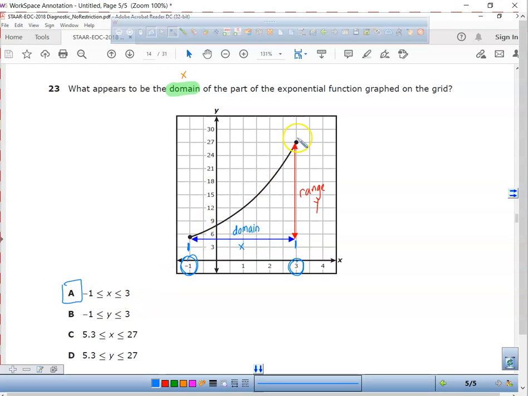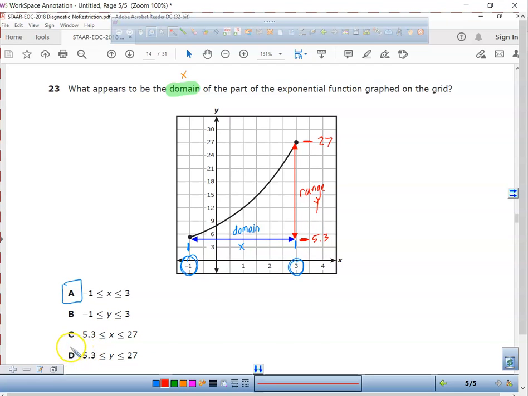Now, here's the thing. Do you guys remember open? If it's open, then what do you have to take away? You'd have to take away that little equal to sign. Okay, so you've got to be careful if it's closed or open. Now, before you move on, let's look at the range. How high does it get? Right here. How high up? 27. So it's all the way up to 27. How low do you think it gets? I'm going to say 5.3. Why am I going to say 5.3?